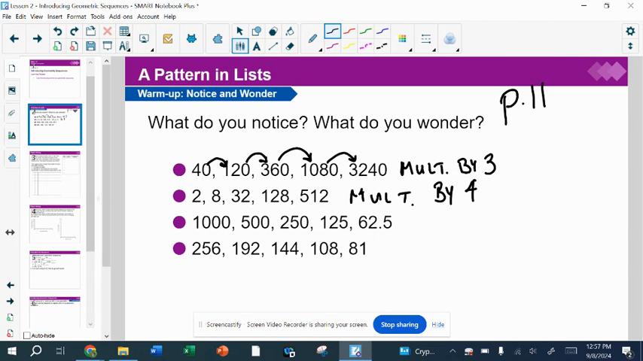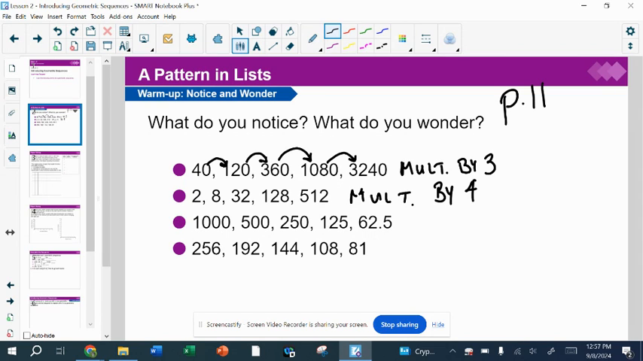The next two are called decreasing functions or decreasing patterns. The numbers are getting smaller, right? In the third one, it looks like it's dividing by 2. Instead of dividing, I still want to talk about these because I'm telling you, we're talking about geometric sequences. It's all about multiplying today.